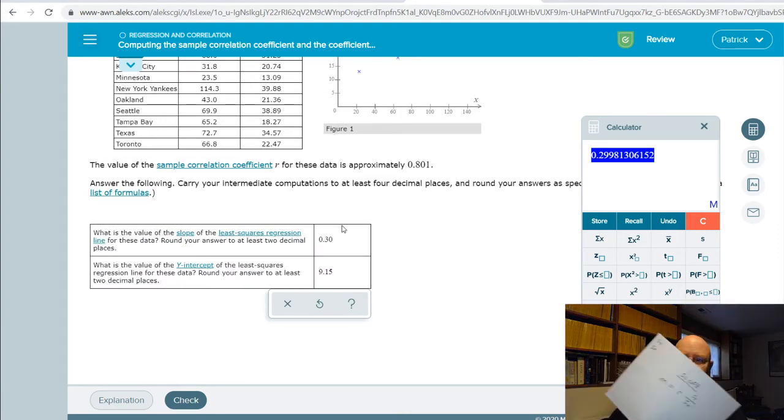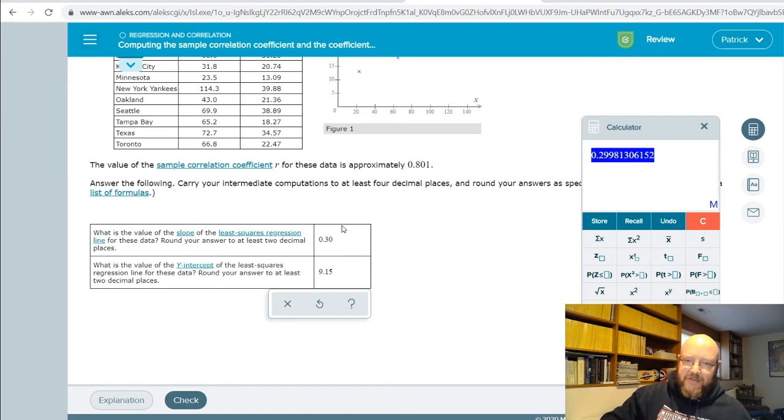That's your first formula. This is your shopping list that you need to do. You need to figure out the standard deviation of y and the standard deviation of x, and plug them into this in order to get your slope. Ta-da! All right, so next one.